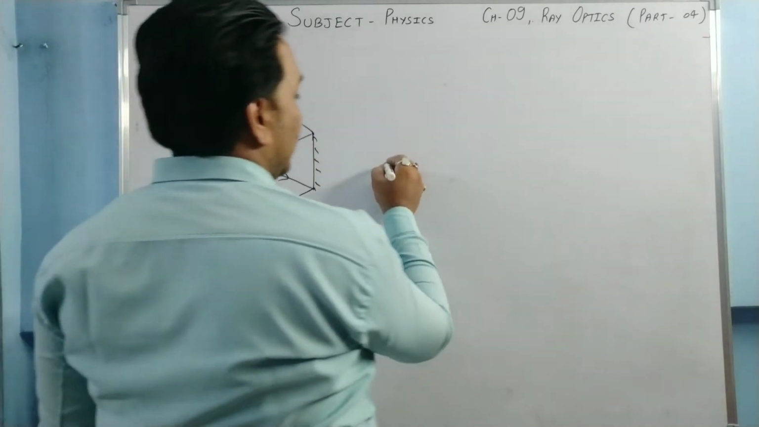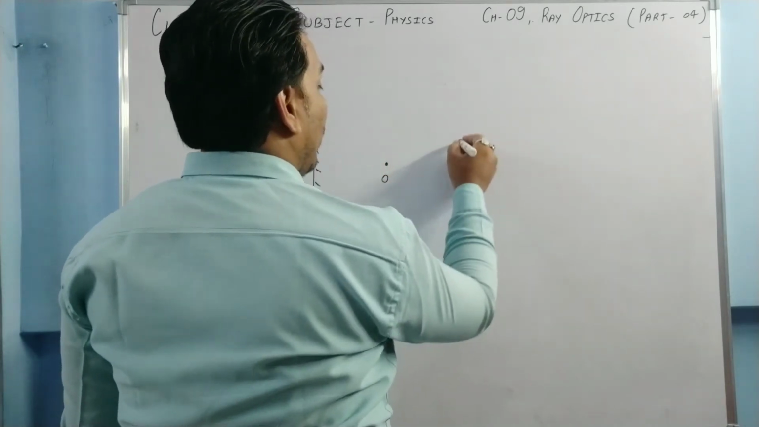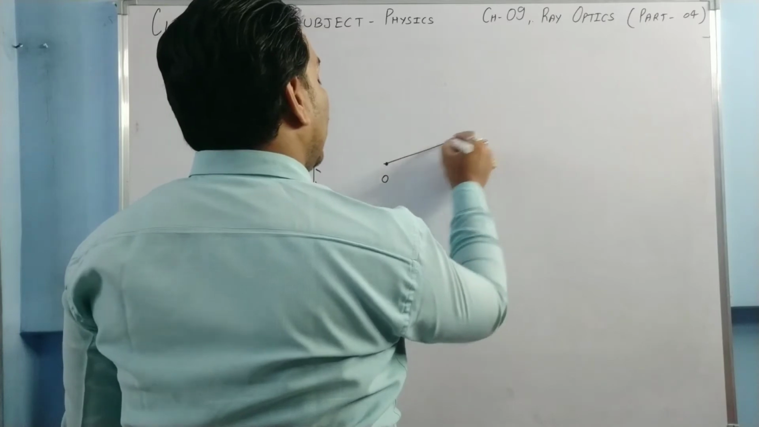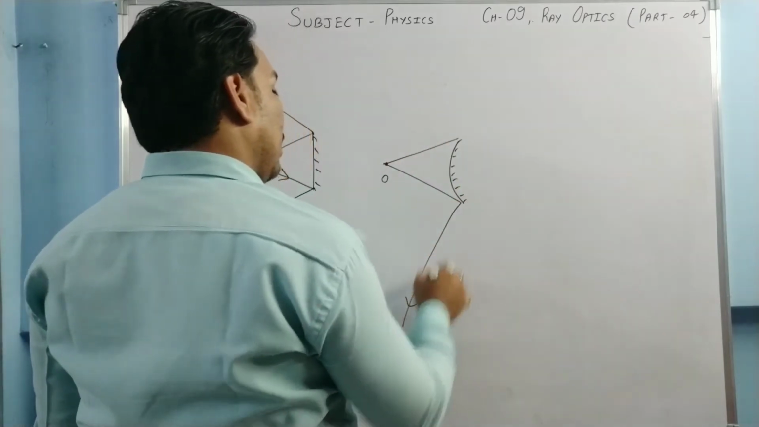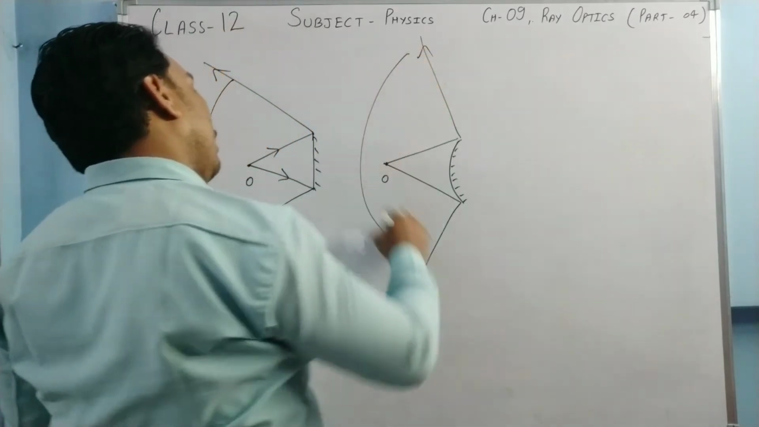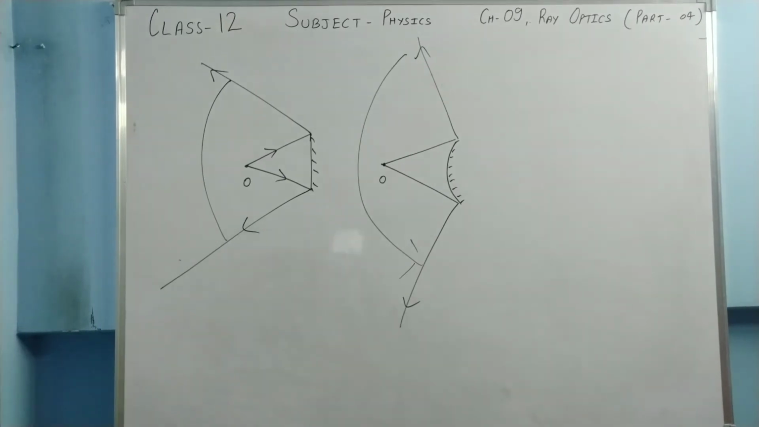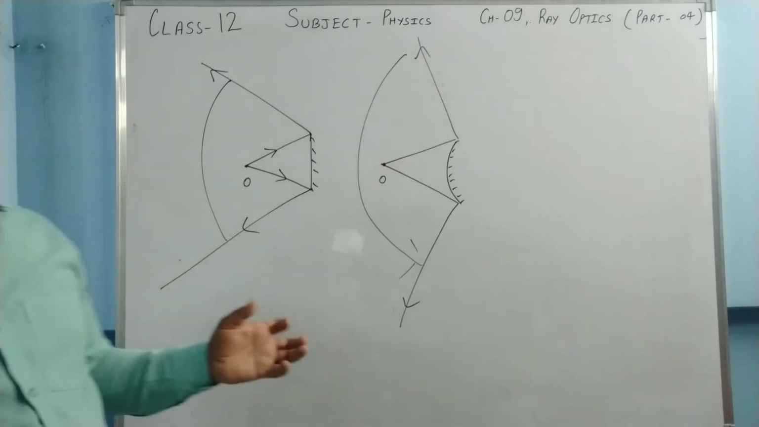But for the same distance, if a convex mirror is placed, then the field of view is something like this. Field of view is larger. Is it clear? So that is why this convex mirror is being used. This makes the convex mirror very useful.